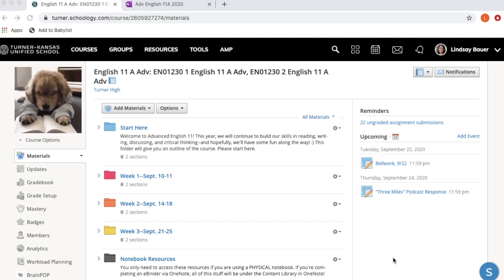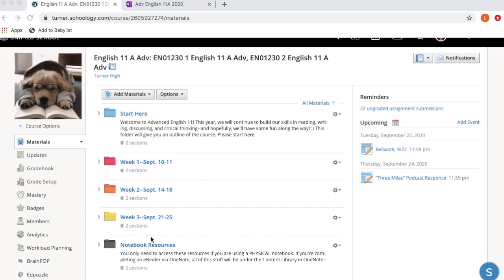So I want to quickly point out this notebook resources down here. This is only for your use if you are choosing to do a hard copy of a notebook, a physical notebook. I said in the introduction to the eBinder on Monday that that's fine, but just know that it's going to be a little more difficult for you because you will have to print resources off and glue them into your interactive notebook. So I do apologize, but if that is your prerogative, you have at it, but just know that it will take a few more steps to get the resources you need.